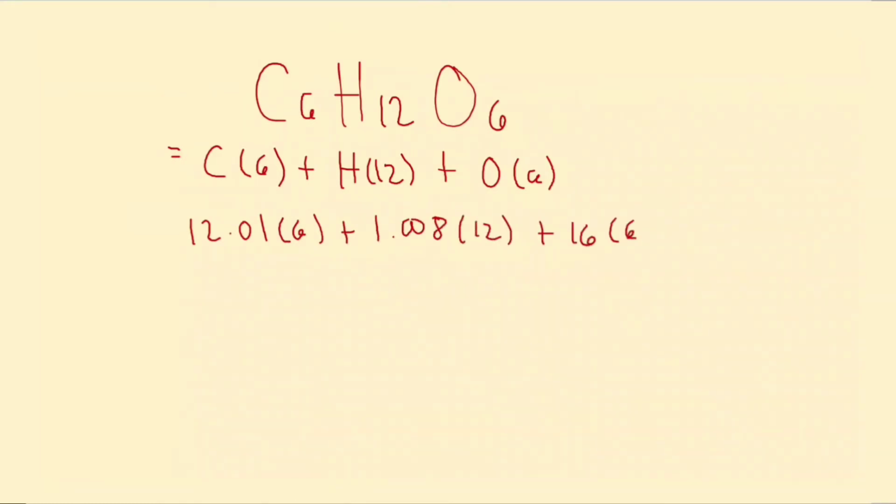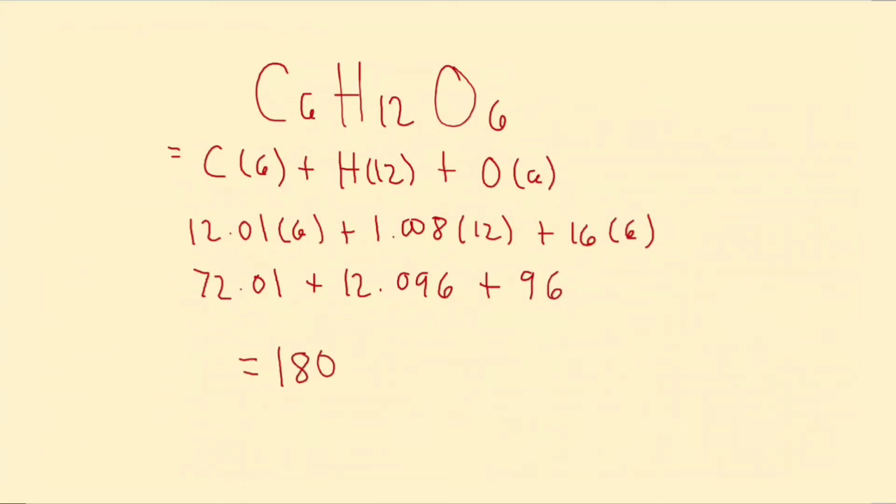Now, we'll multiply 12.01 by 6, 1.008 by 12, and 16 by 6. So, 12.01 times 6 is 72.06. 1.008 times 12 is 12.096. Then 16 times 6 is 96. Now let's add them all up together. And the answer is 180.156. That is the molecular mass of glucose.